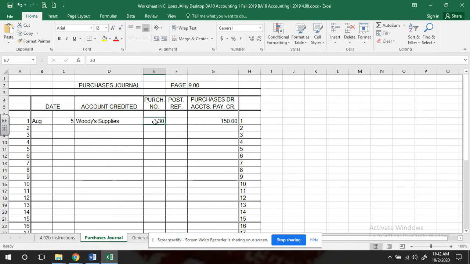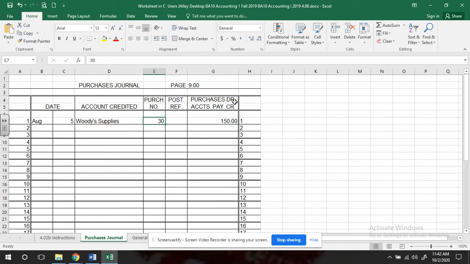Now, I just put 30 here. You can put the P in front of it if you want to, but all of these will have a P in front of them. You're not going to put anything in here that is purchased with cash. So you can just put 30. It's all going to be purchase invoices.